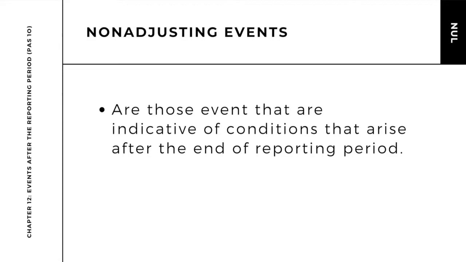The second type of the events after the reporting period is known as the non-adjusting events. Non-adjusting events are those that are indicative of conditions that arise after the end of the reporting period. In this case, you do not adjust the financial statements. There are no recognition adjustments. The only thing that you will do is disclose in the notes. You will not change the statement of financial position, but you will make a note and disclose the following, which are the nature of the events and the financial effect, or the statement that the financial effect cannot be determined. The entity is required only to disclose significant non-adjusting events.